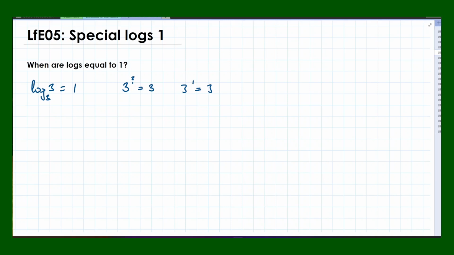What happens if I have log base 10 of 10? Well, again, what power do I need to raise 10 to so that the answer is 10? Well, every number to the first power is equal to itself, so 10 has to be raised to the first power so that it will be equal to itself. So log base 10 of 10 is also 1.